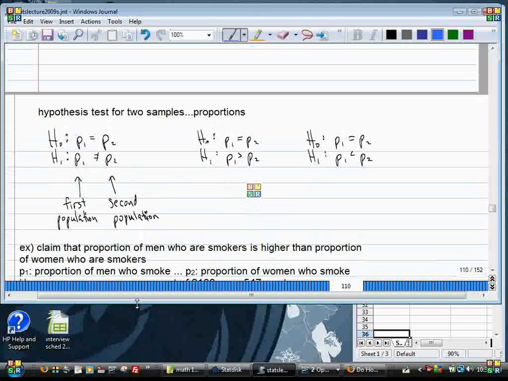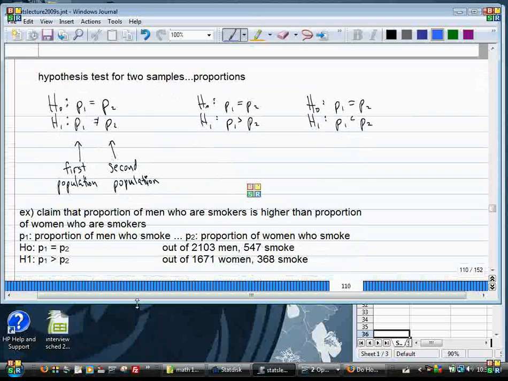The second thing is, I'm now going to throw in some data. So let's say that we do a survey. Out of 2,103 men, 547 smoke. And then out of 1,671 women, 368 smoke.